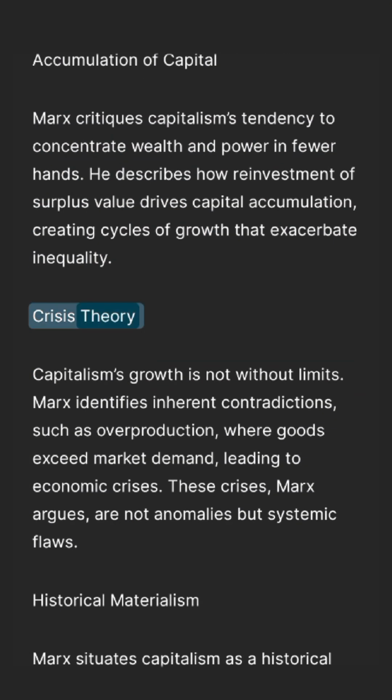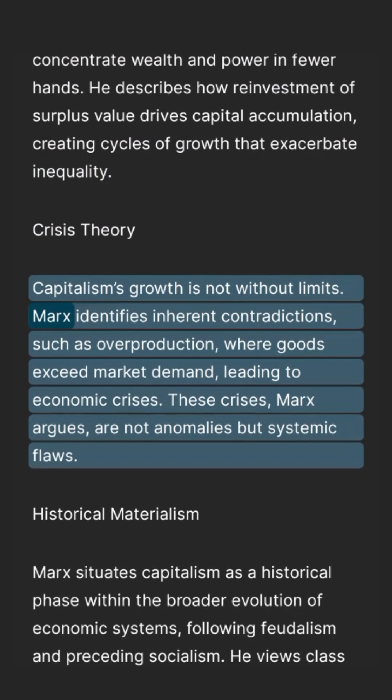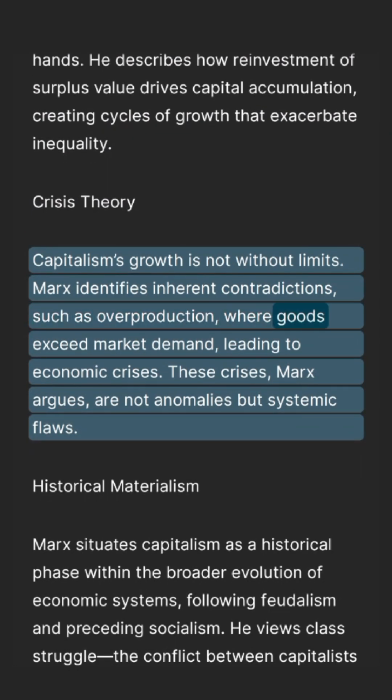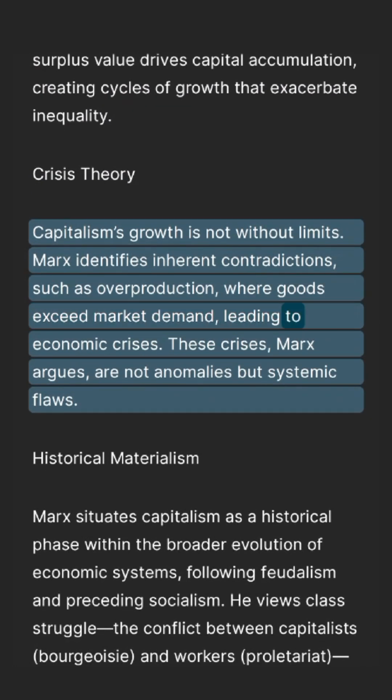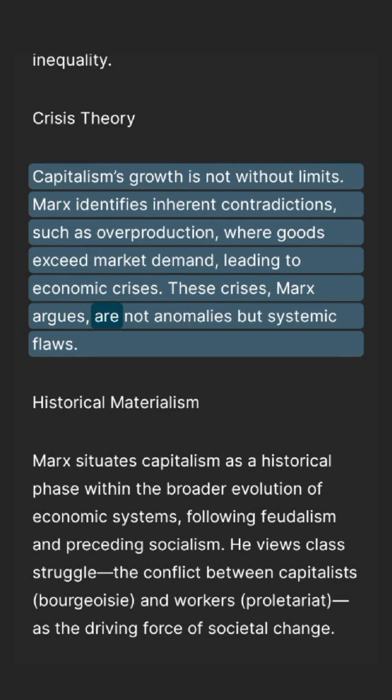Crisis theory. Capitalism's growth is not without limits. Marx identifies inherent contradictions, such as overproduction, where goods exceed market demand, leading to economic crises. These crises, Marx argues, are not anomalies, but systemic flaws.